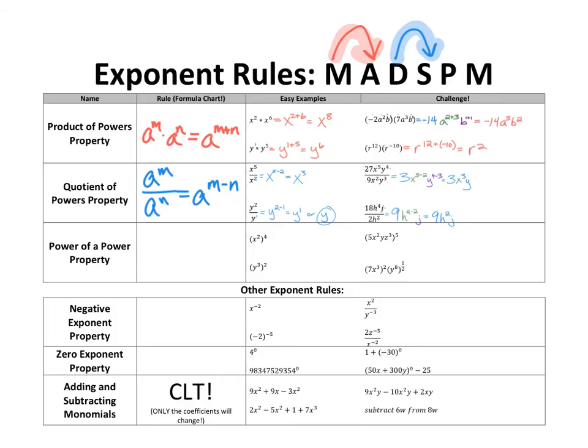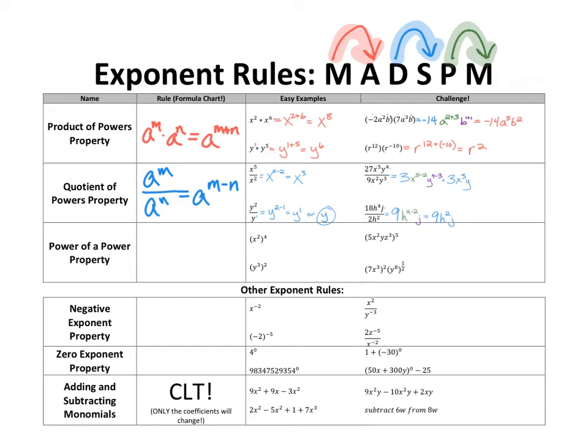So the last rule is called the power of a power property. It is the PM part of MAD SPAM. The PM technically stands for power of a power. Drag it over to the M. So power of a power, we're going to multiply. You did the highlighter thing. I know, I did the highlighter thing again.